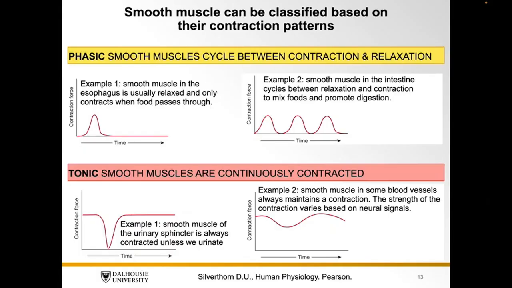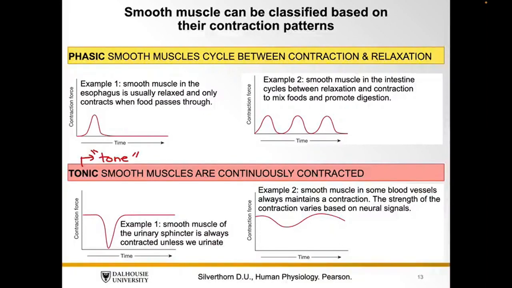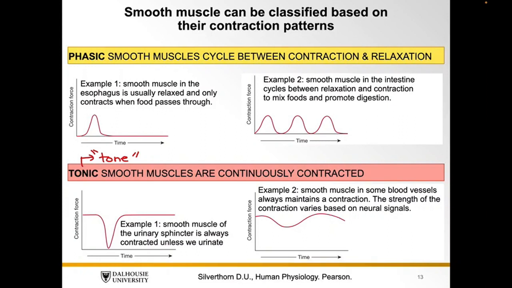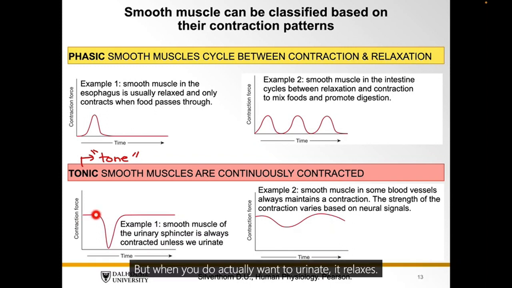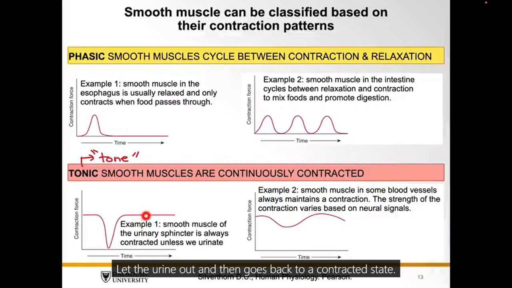Now, tonic smooth muscles are different. Their default state is to be contracted. One way that we can remember that is that the word tonic refers to tone. So these are smooth muscles that always have some tone or some contraction to them. Once again, we have a few examples here. In the first example, we've already mentioned that it could be the sphincter in your urinary bladder. It's always contracted, preventing you from peeing in your pants, for instance. But when you do actually want to urinate, it relaxes, lets the urine out, and then goes back to a contracted state.